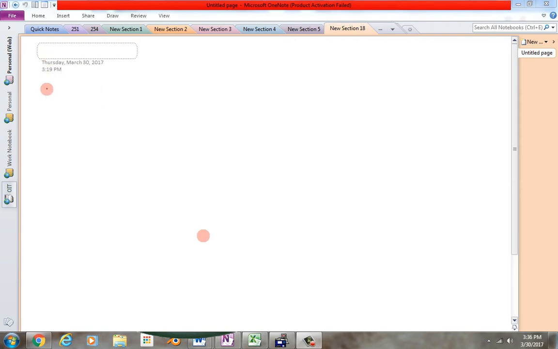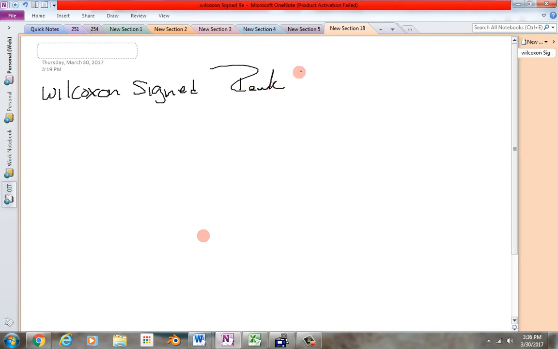Last one, baby. Wilcoxon signed rank test. Okay, this is a situation that's very similar to a paired t-test, that is, the idea that we have data that is dependent.